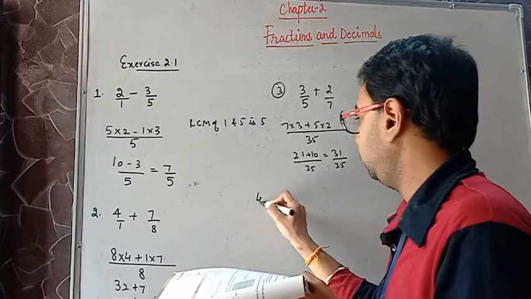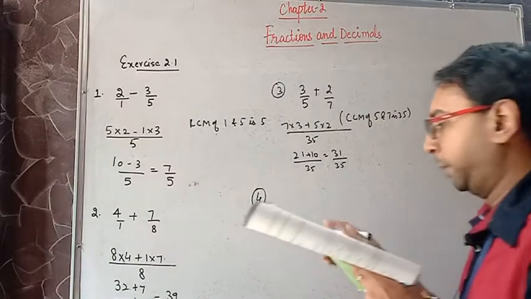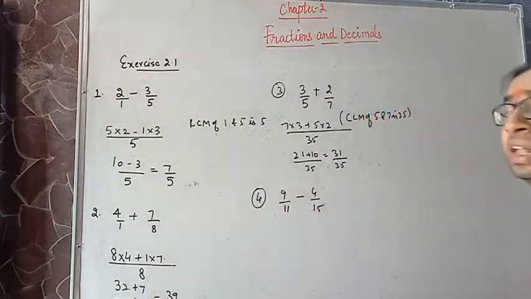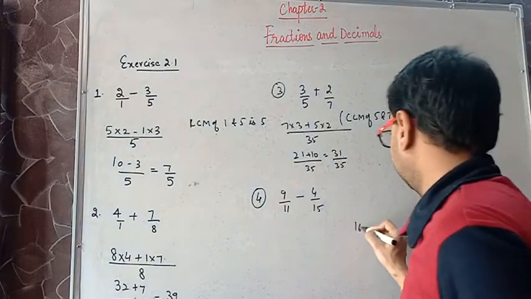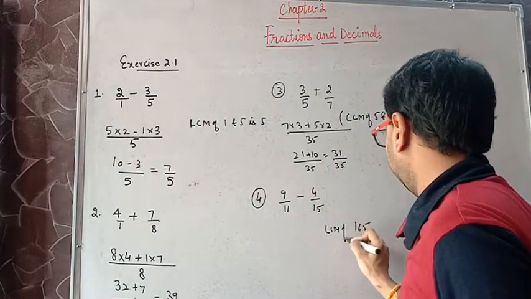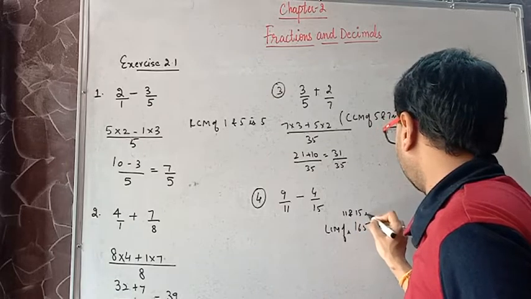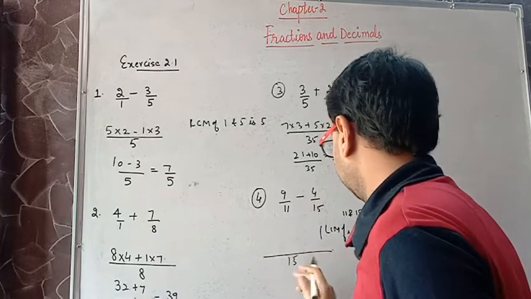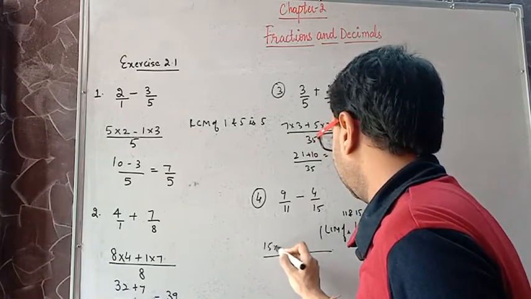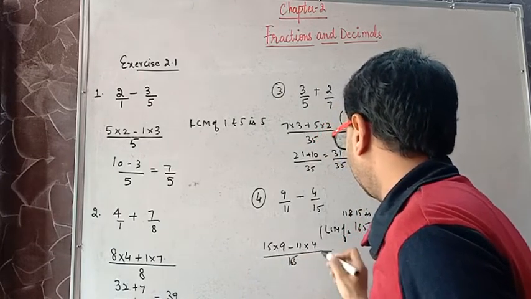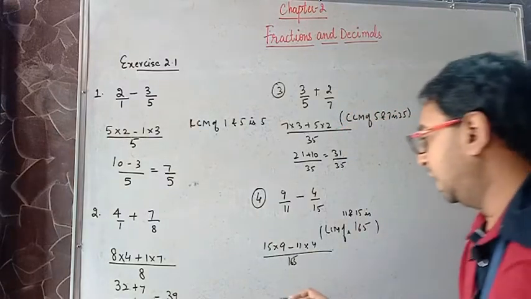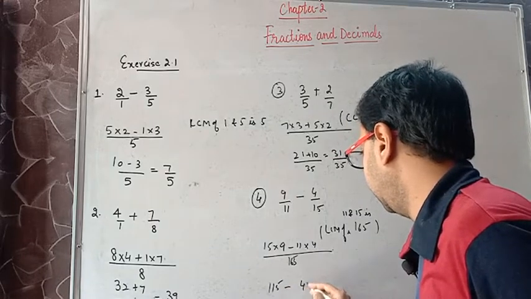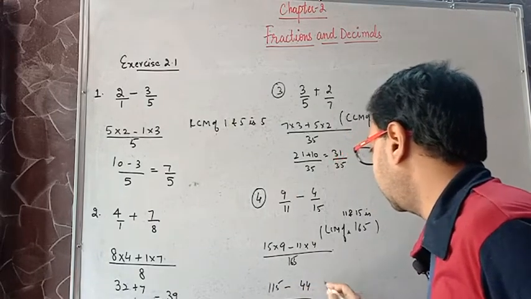Next, 9 by 11, 4 by 15. If I see, LCM is 165. LCM of 11 and 15 is 165. I told you how to do it. 165, sorry. 15 into 9, 11 into 4. You can solve it. You'll be getting 115 and 44 upon 165. Solve and get the answer.